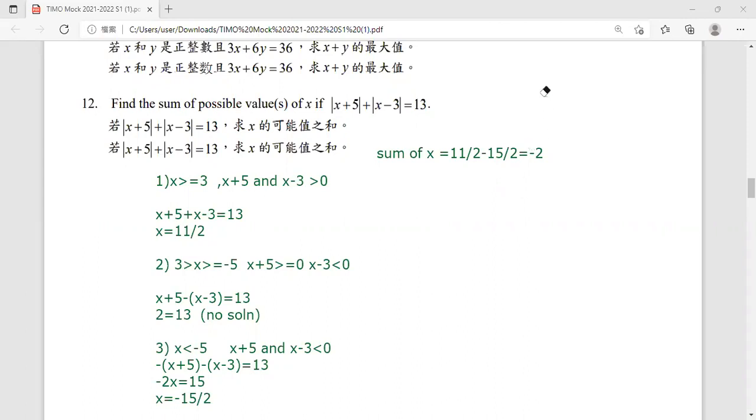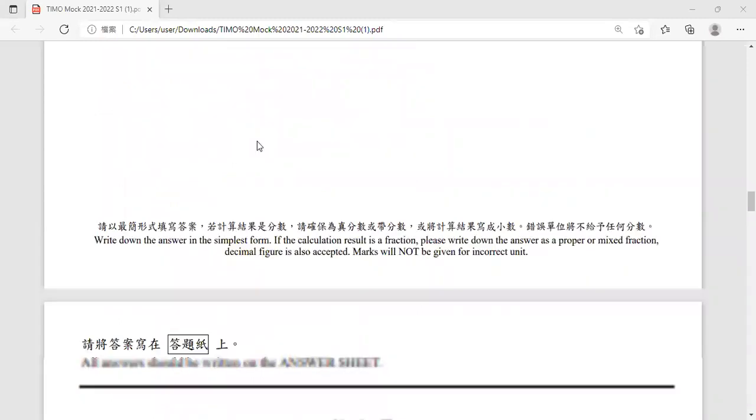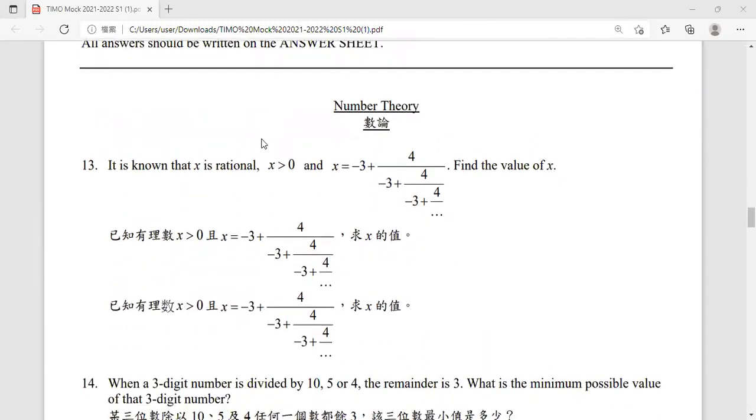Okay. Any question? Any question on this one? Okay, then I continue. If no question, I continue. Okay, this one, 13. Okay, now.